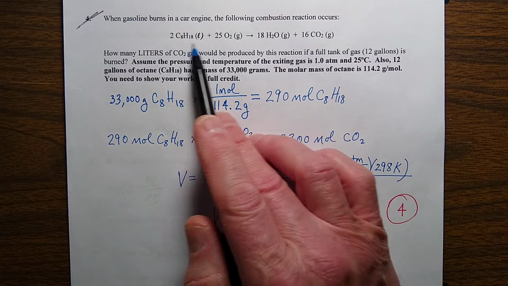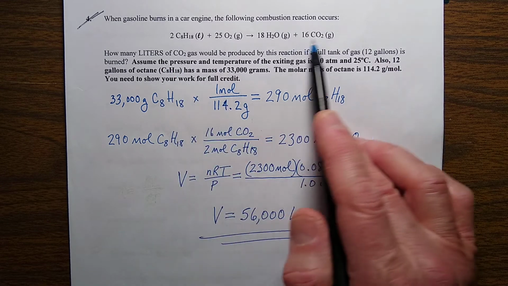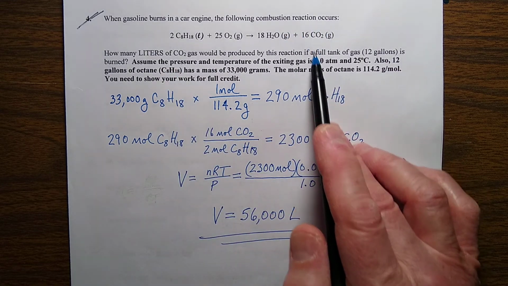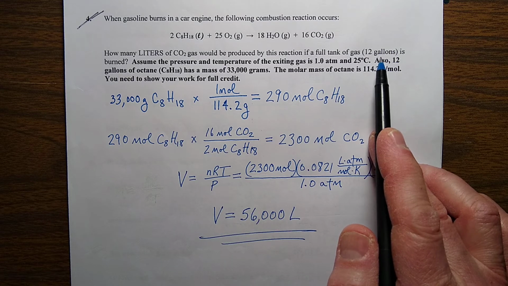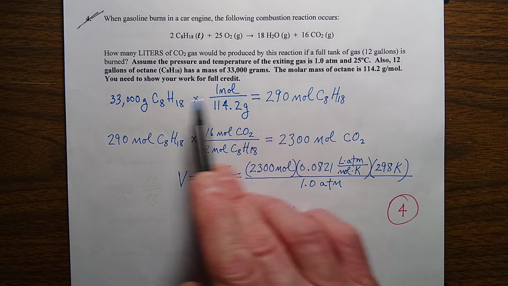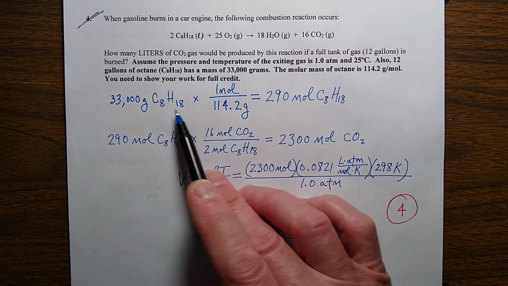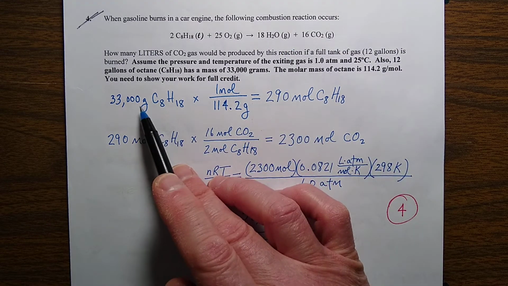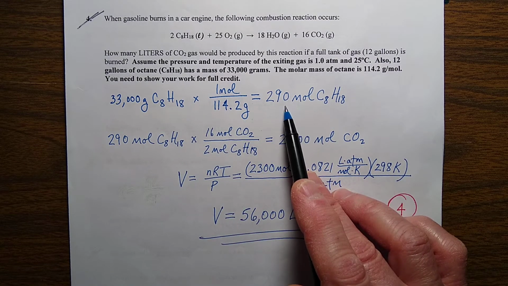You burn octane with a lot of oxygen, you get a lot of water and a lot of CO2. I asked how much CO2 would you get if, let's say, you just assumed you burned the entire tank of gas. Let's say it's 12 gallons. I figured that out to be about 33,000 grams of octane. So how much CO2 would you get? So take 33,000 grams of octane, convert it to moles. You get about 290 moles.